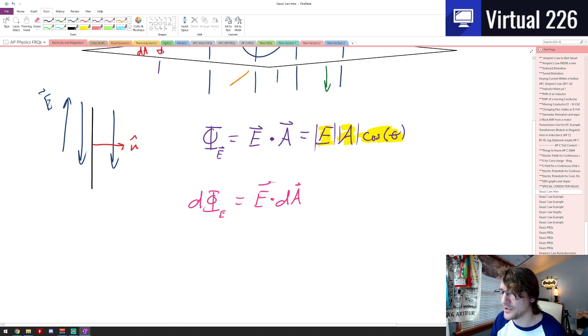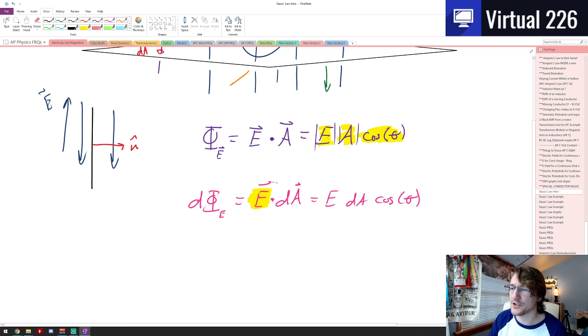And remember, this is technically a dot product here, which is going to equal E dA cosine of theta. Okay, so we are using uniform E fields here. It makes the mathematics much more straightforward. Otherwise, you start getting into very difficult problems.